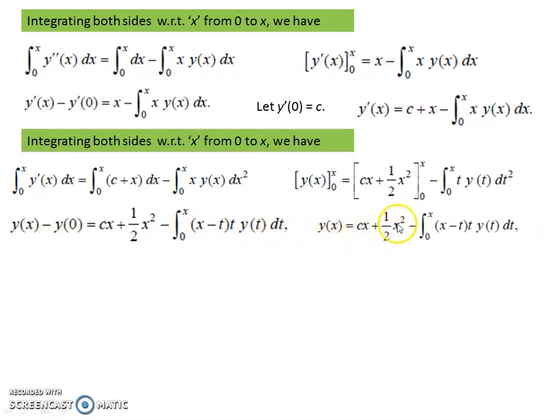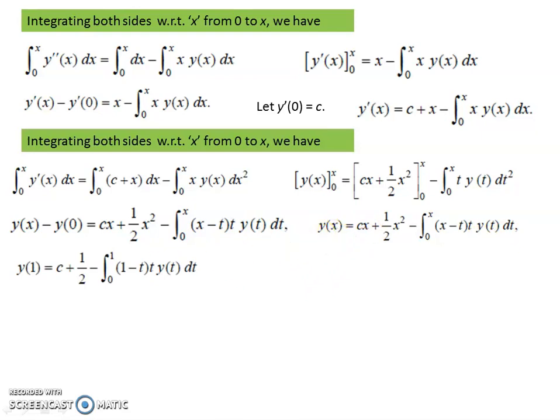So y(x) is equal to cx plus 1 by 2 x square minus the integral from 0 to x of (x minus t) y(t) dt. So students, up to here the question remains the same, but now we want to find the value of c. So how do we find the value of c?